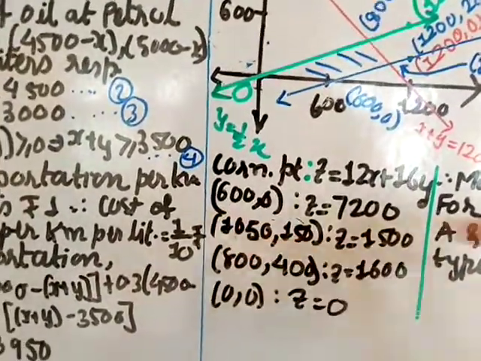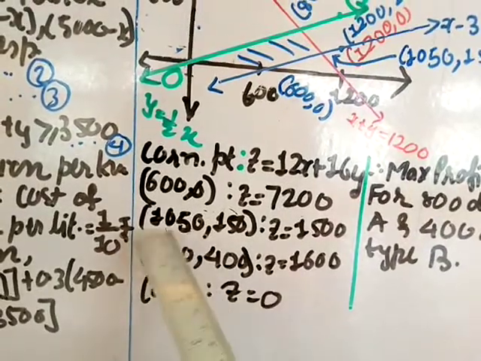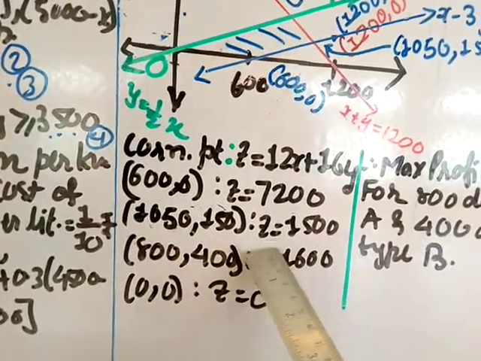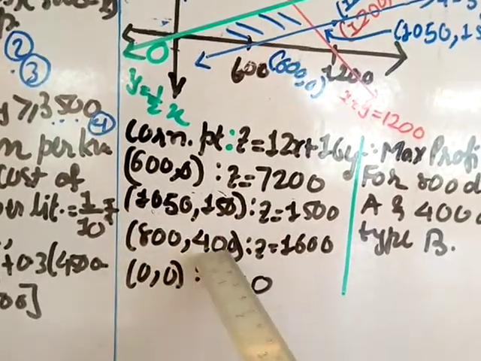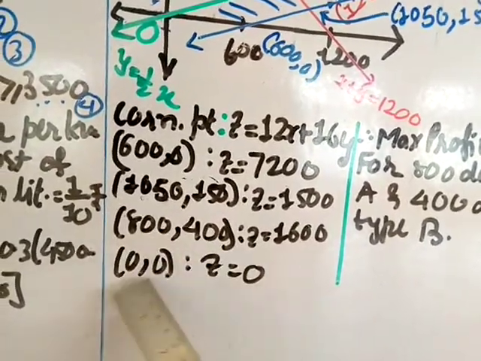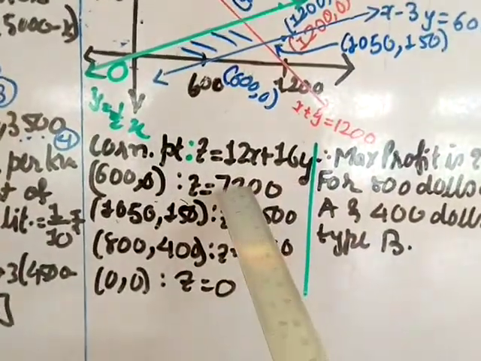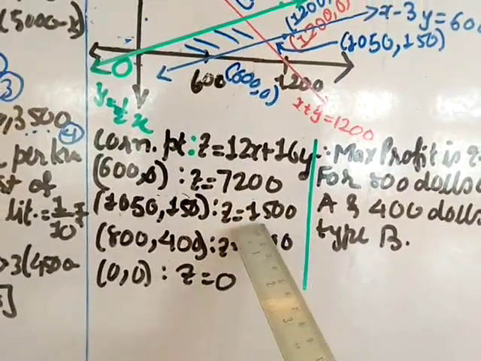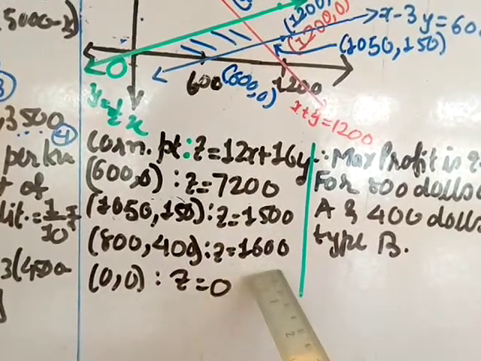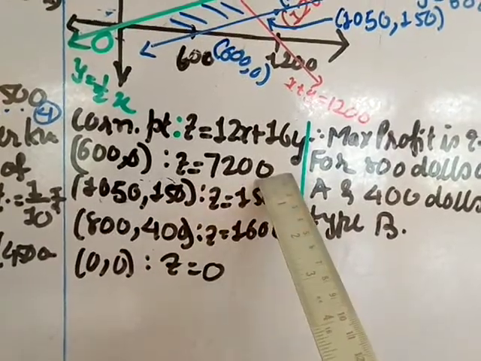Then put 600 and 0, then you get z value as 7200. Then when you put 1050 and 150, you get z equal to 15000. When you put 800 and 400, you get z equal to 16000. These are the x and y values. And when you put 0 0, z is 0. So among these, we can say the maximum profit, see here, 7200, then 1500 and 1600. Actually 7200 is the maximum, right?